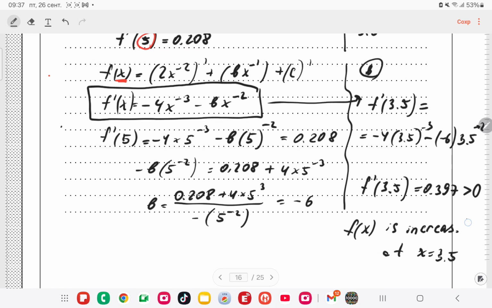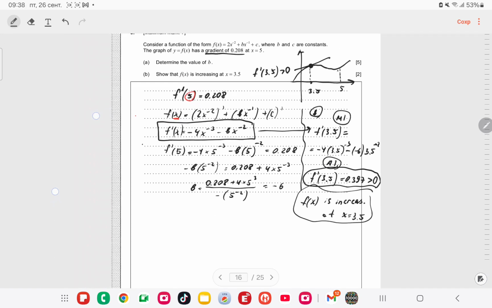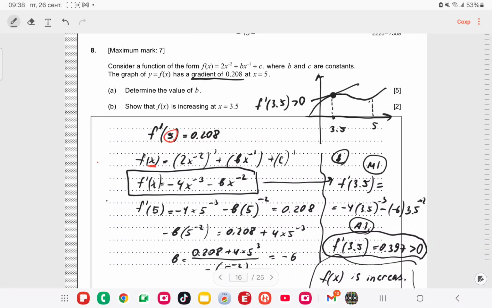Actually, it's not obligatory to write all this. This row is implying your understanding. So 2 marks here: 1 for method, this is M1, and 1 mark for the answer. So it was a question about the application of derivatives in the context of the behavior of the function.